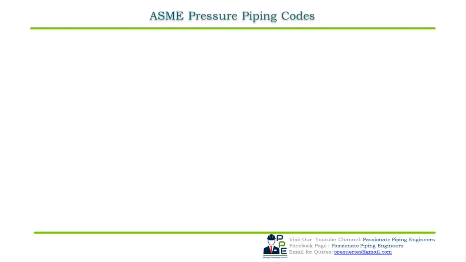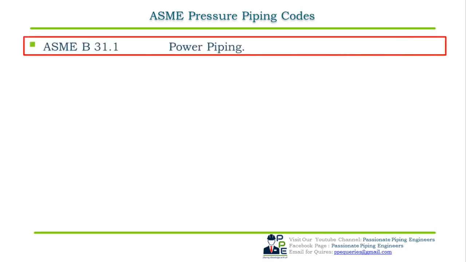Let us see some of the ASME B31 pressure piping codes. ASME B31.1, that is power piping. ASME B31.1 code is used for design and fabrication of power piping found typically in electrical power generation stations, industrial plants, and central and district heating and cooling systems. This code covers the high pressure and temperature piping of power boilers, which includes external piping where steam is generated at a high pressure of more than 160 psig and at a high temperature of about 250 degrees Fahrenheit.